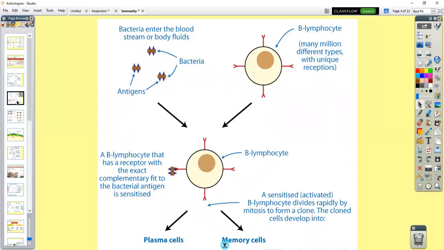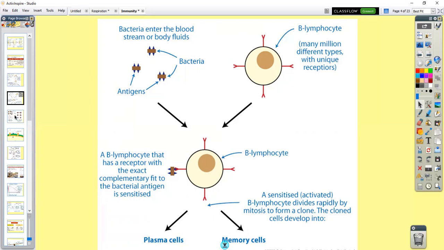The other type of lymphocytes then are the B lymphocytes. And as you can see, again, they are sensitized once these bonding sites bind with the antigens on, in this case, a bacteria. So you can see there's a complementary fit between the B lymphocyte and the antigen. Again, the B lymphocytes, once sensitized or activated, will divide by mitosis. They develop into plasma cells, which produce antibodies. And you also have memory cells, which stay within the body and can respond to that secondary infection.